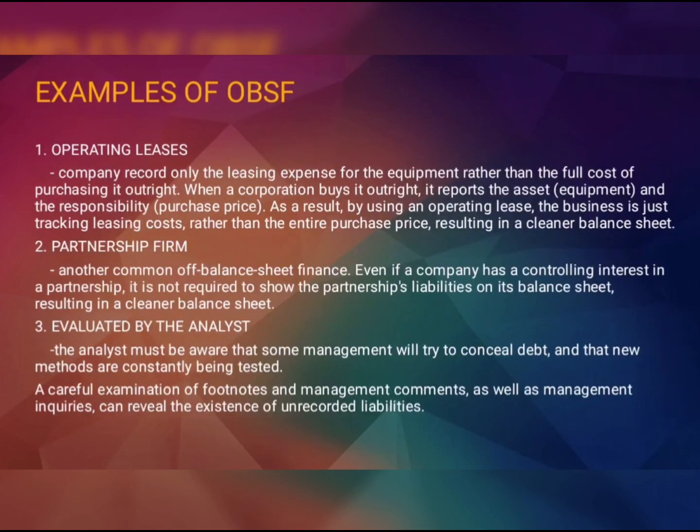Examples of OBSF. One: operating leases. A company records only the leasing expense for the equipment rather than the full cost of purchasing it outright. When a corporation buys it outright, it reports the asset, the equipment, and the responsibility for the purchase price. As a result, by using an operating lease, a business is just tracking leasing costs rather than the entire purchase price, resulting in a cleaner balance sheet.